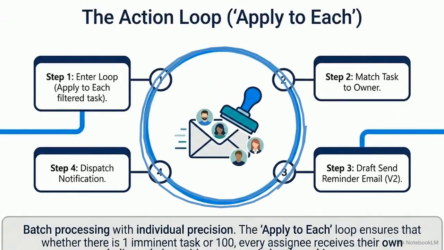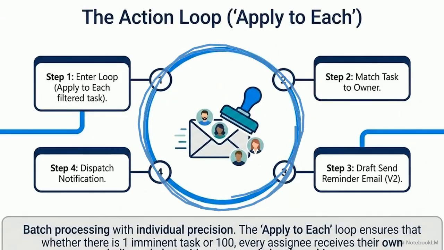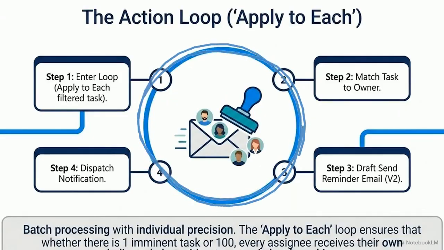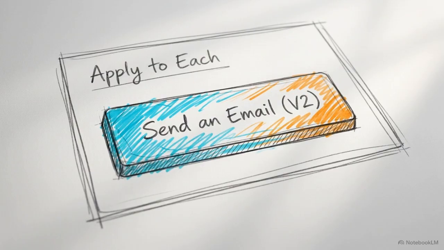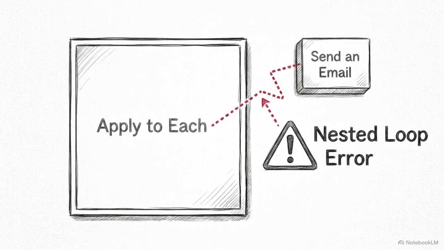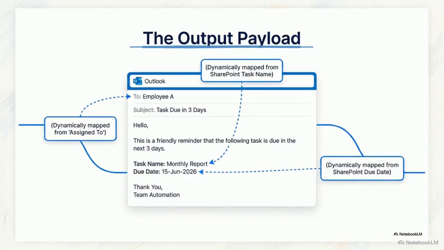This circular action loop diagram illustrates how we process that filtered list. Add an apply to each control and feed the output from your filter array directly into it. Inside that loop, add the Send an Email v2 action. Ensure this email action sits securely inside the primary gray box. Be careful not to accidentally click and create a nested loop. Here in the output payload diagram, you can see exactly how to map our variables.